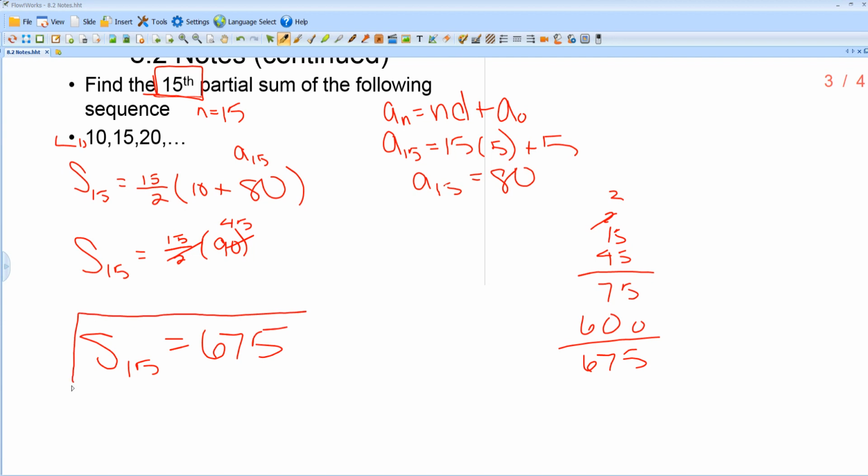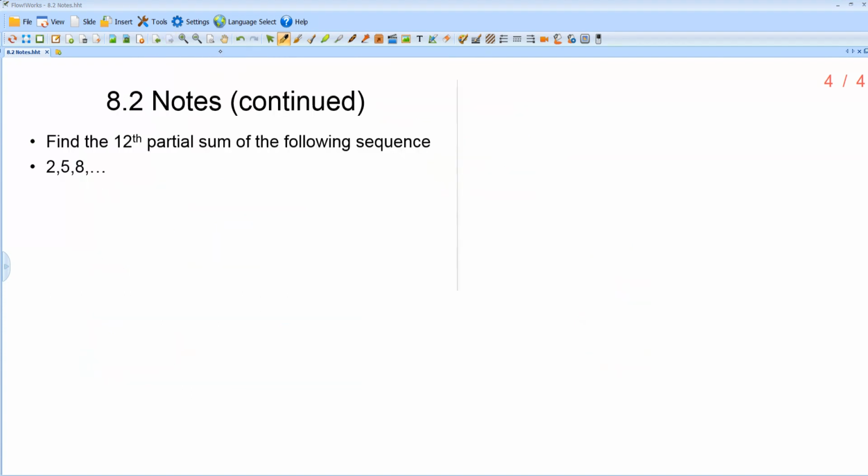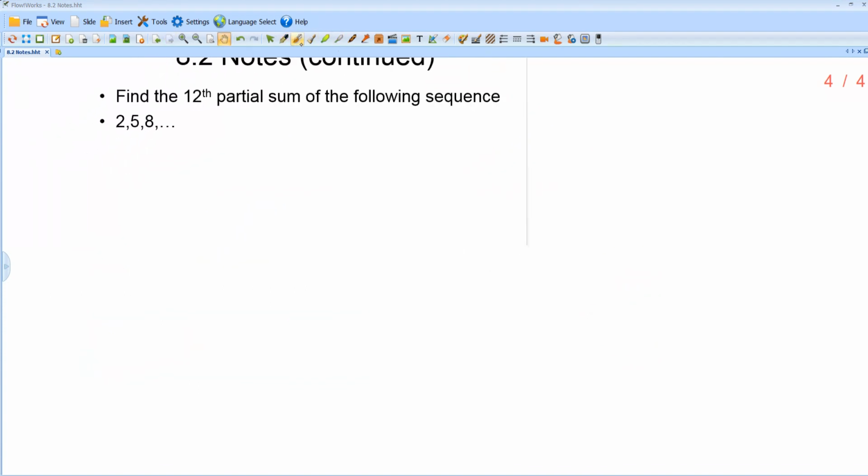Generally, these aren't too bad, especially right now when all you know is the arithmetic sum formula. When we do the geometric one, it's not really that bad either. It's just a matter of remembering first to check arithmetic or geometric, and then the geometric form is just a little bit weirder. Find the 12th partial sum of the following sequence. So same mentality here. What I realize is I'm adding 3 each time, so it is arithmetic. I'm looking for the 12th partial sum, so that means that I'm adding the first 12 terms. So we'll have S sub 12, the sum of the first 12 terms, is equal to 12 over 2 times the first term, 2, plus, and what's going to go right here is the 12th term.